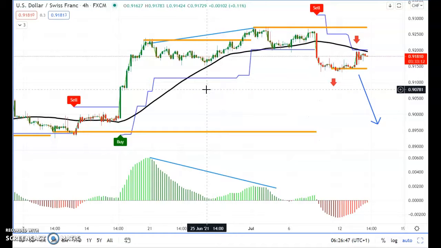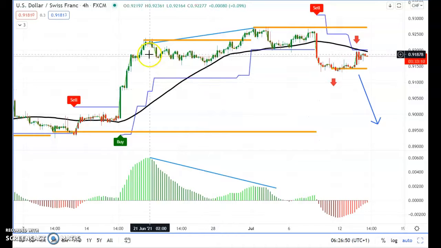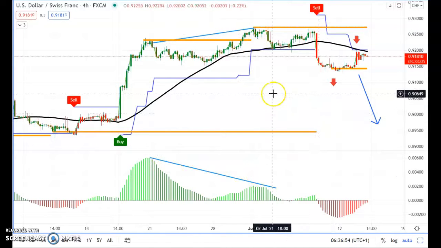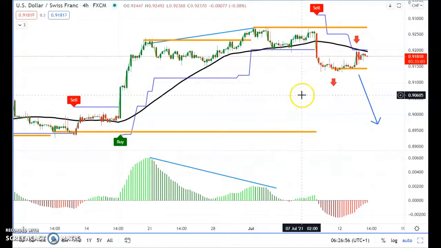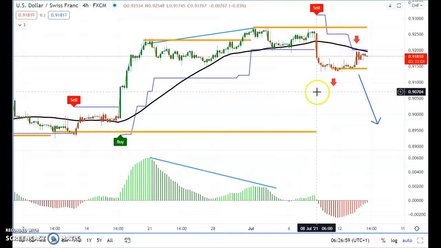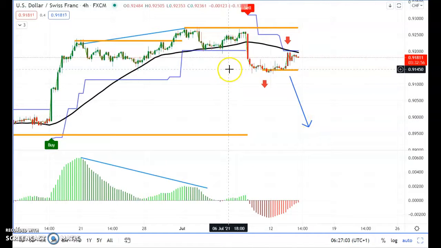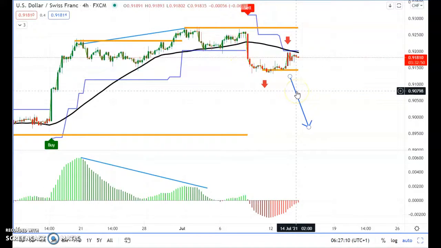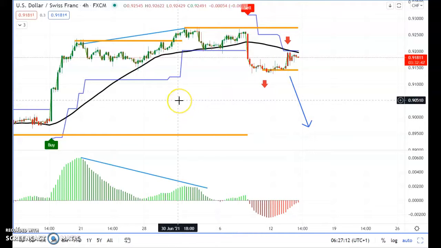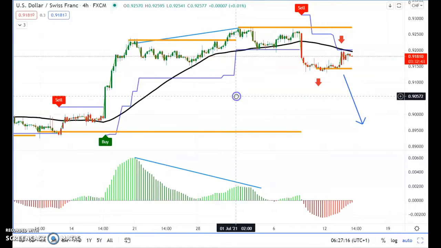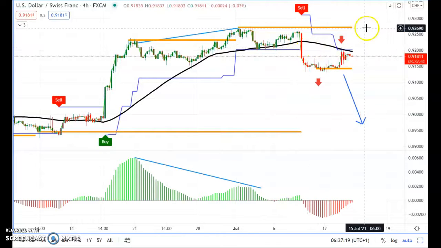US Swiss, negative divergence, price moving up, histogram moving down. This shows signs of weakness and a continuation of a new trend down. We are short this anyway. As you can see, we had a sell signal, and this is the SuperTrend. This is for advanced pro members. It's $19.95 a month. And let me show you what happens within a SuperTrend.